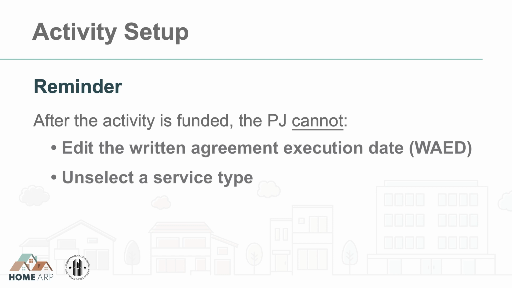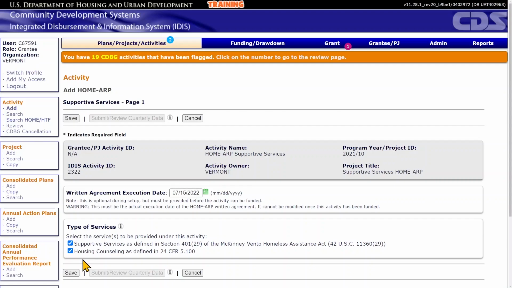The written agreement execution date also determines the quarterly reporting screens that are generated for reporting supportive services accomplishments. Therefore, it is important that the written agreement execution date is correctly recorded in IDIS. To finish setting up the activity, select Save.